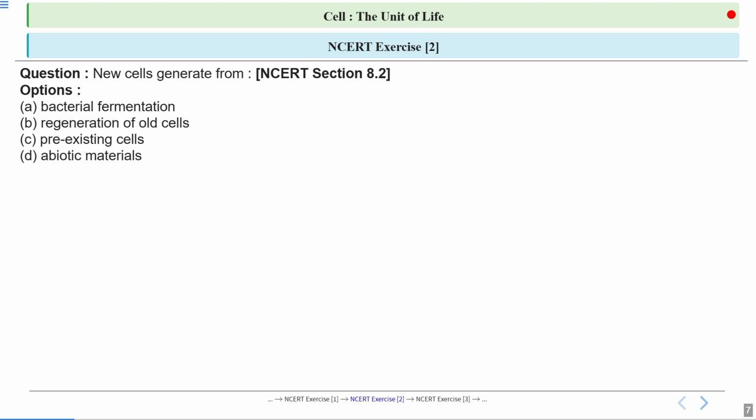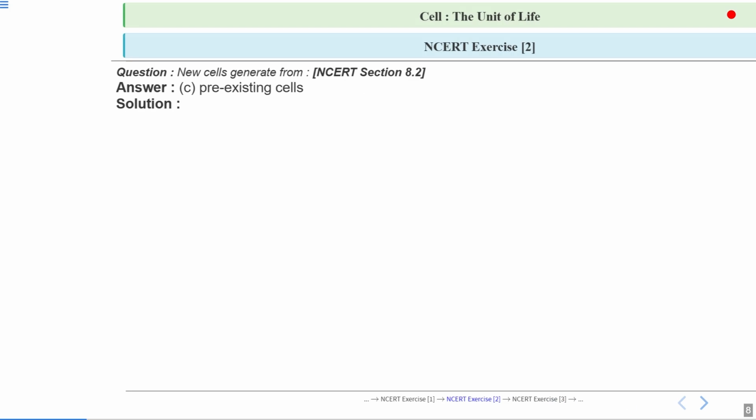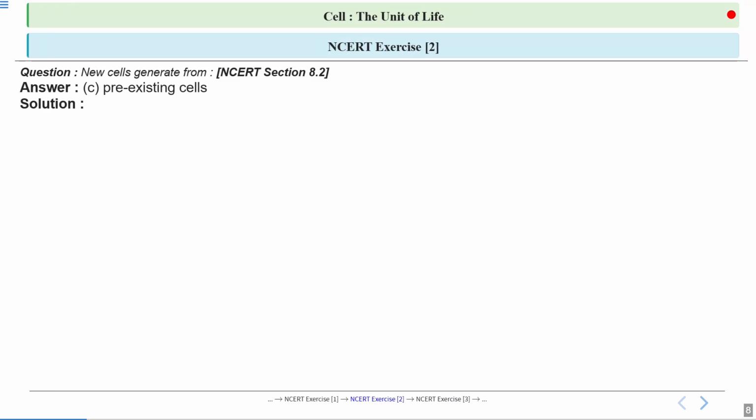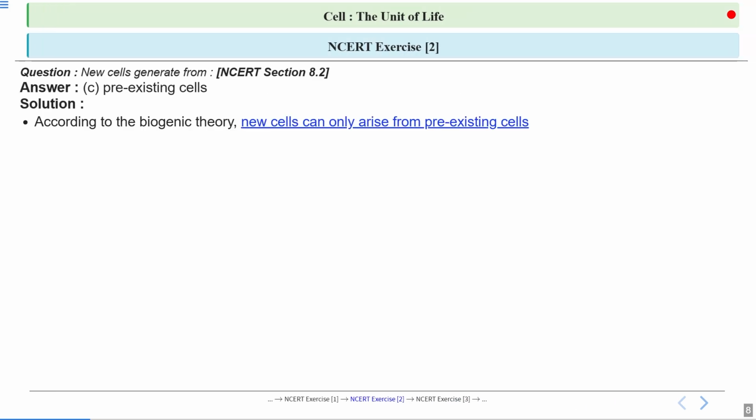The correct answer is option number C, pre-existing cells. This is according to the cell theory that cells arise from the pre-existing cells. This was given by Rudolf Virchow. The new cell can arise only from the pre-existing cells. Clear?